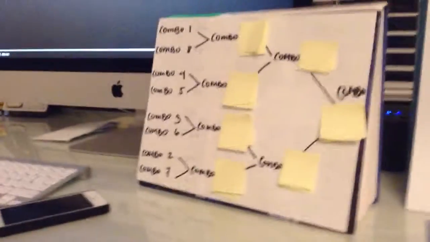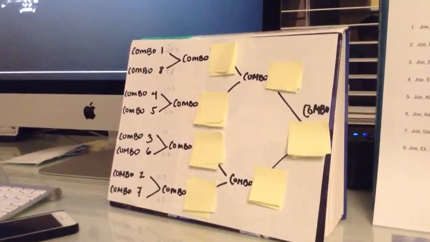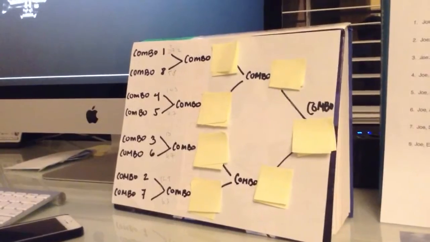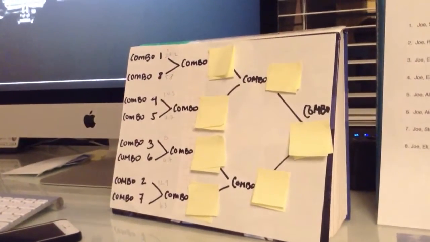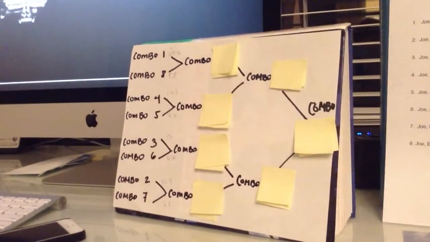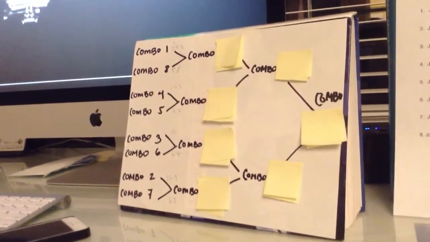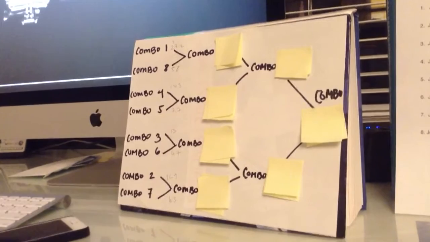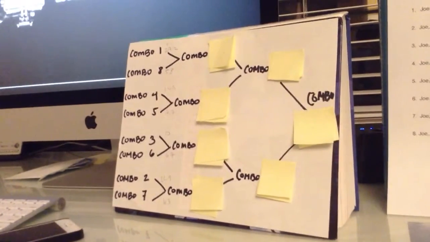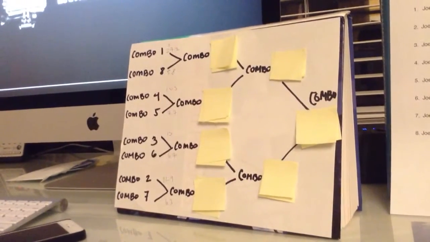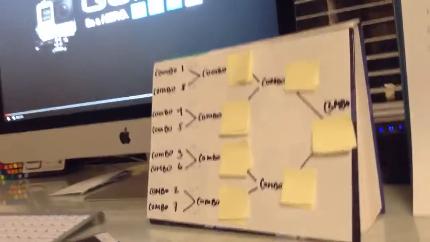Round 1. Combination 1 with a percentage of 27.2 versus combination 8 with 5.8. Combination 4 with 10.3% versus combination 5 of 7.7%. Combination 3 of 13% versus combination 6 of 6.7%. Combination 2 with 22.9% versus combination 7 with 6.3%.